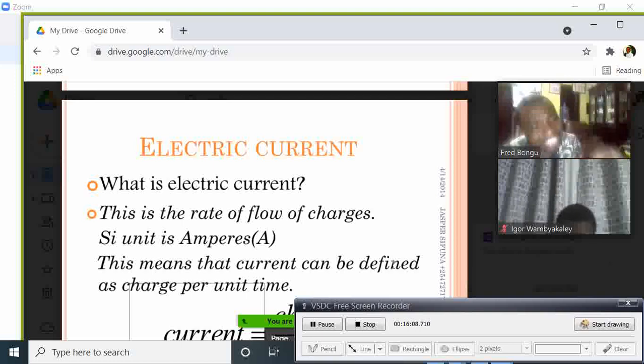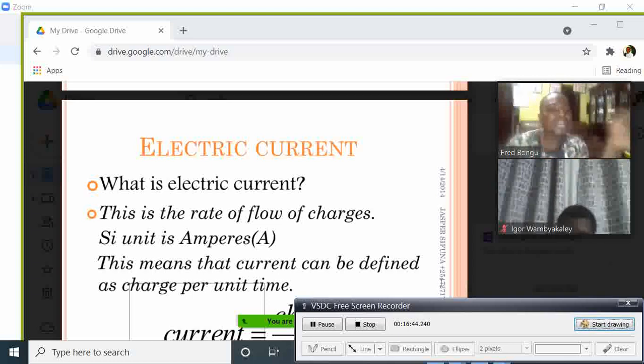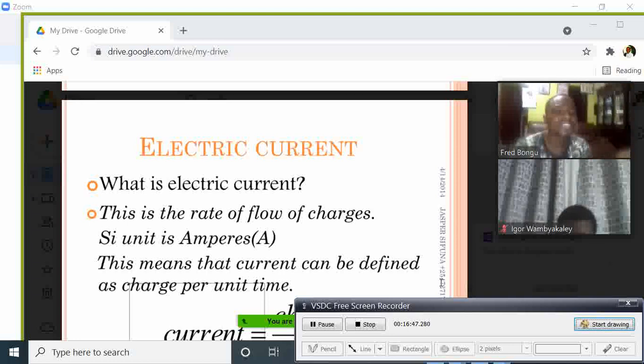But when current flows, the SI unit is amperes. That's where here we have capital A, the SI unit is amperes. That is current. But the SI unit for charges, which we assign Q, is coulombs, C, the name of a person. Also, current is named after the name of a person, Ampere. So these are two guys. The one who came up with current, we named it after him, amperes. And the one who came up with the charges, we named it after Coulomb. We're going to look at them later.